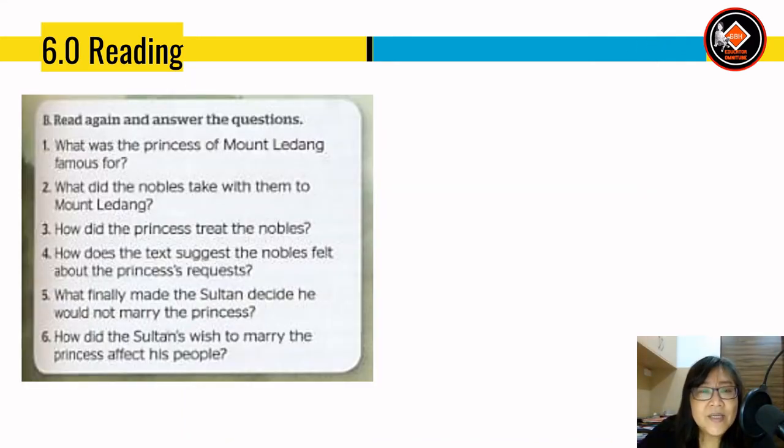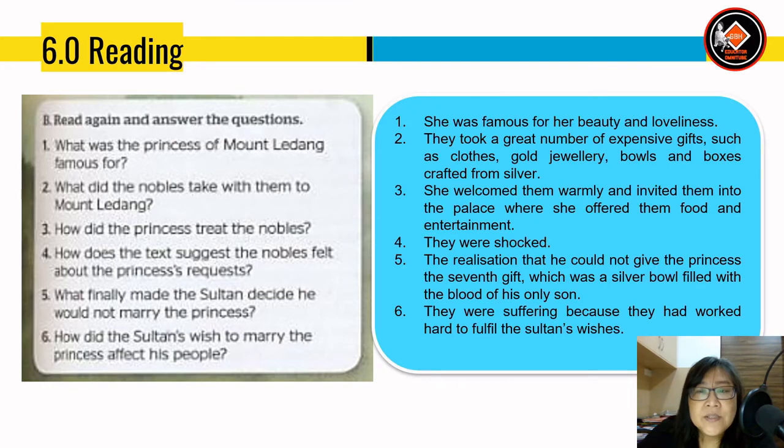Dear students, you can read again and answer the questions. Number 1, what was the princess of Mount Ledang famous for? So the answer, she was famous for her beauty and loveliness. Number 2, what did the nobles take with them to Mount Ledang? They took a great number of expensive gifts such as clothes, gold jewelry, bowls and boxes crafted from silver.